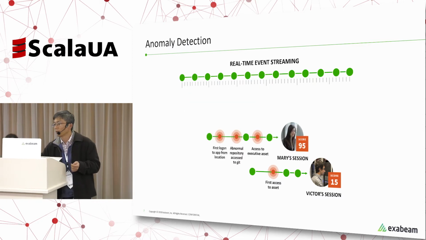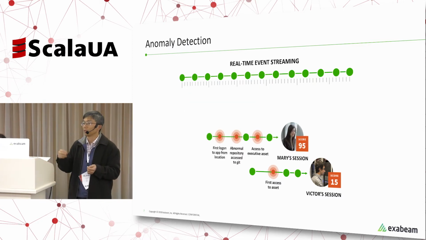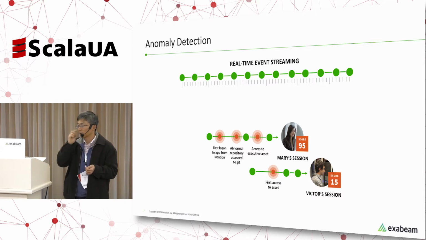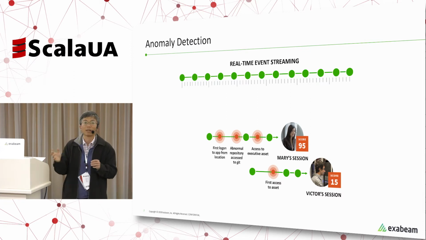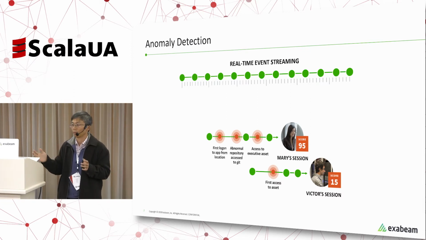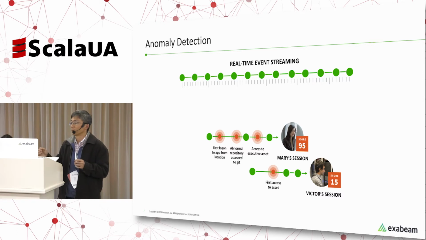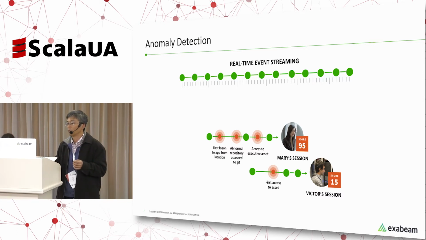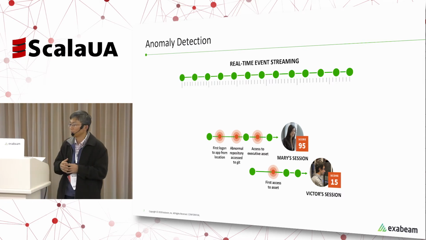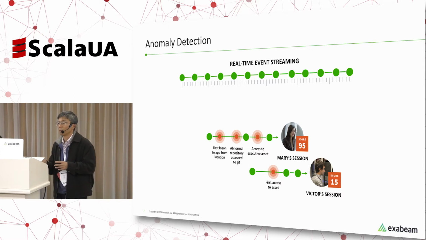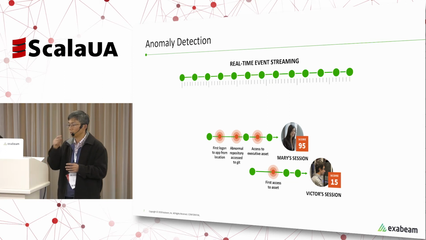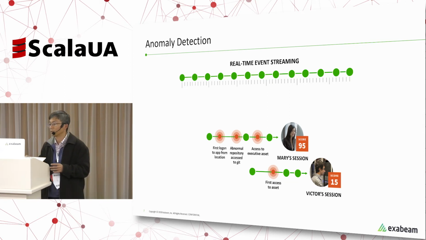For Mary, she might trigger additional alerts, right? Because three other activities on these sessions cannot be explained by her histograms. So in this case, the first alert might be the fact that she triggered the first logon to an application from a location. Maybe we give that 30 points. And the next activity that she had, she might have an abnormal repository access to a GitHub, and they say that's another 30 points, and so on and so forth.